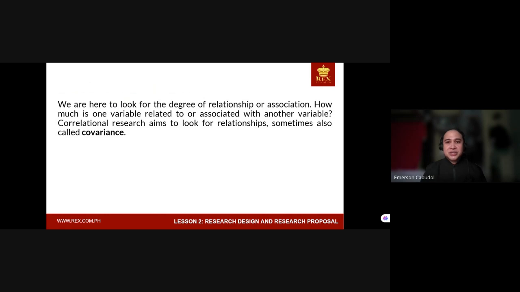Correlational research measures the strength and direction of the relationship, or covariance, between variables. It quantifies how much two variables tend to change together. The goal is to determine the extent to which changes in one variable are associated with changes in another, indicating the degree of their relationship.